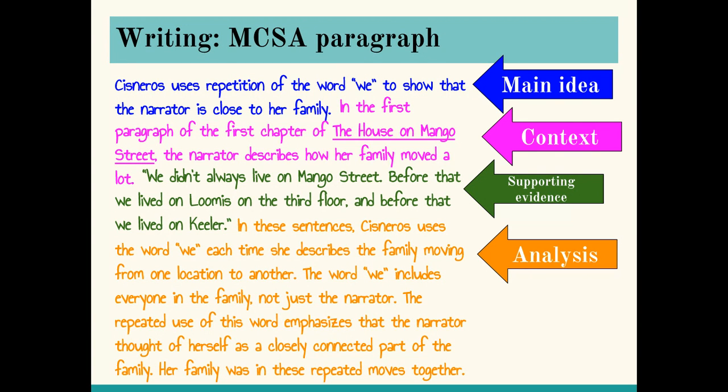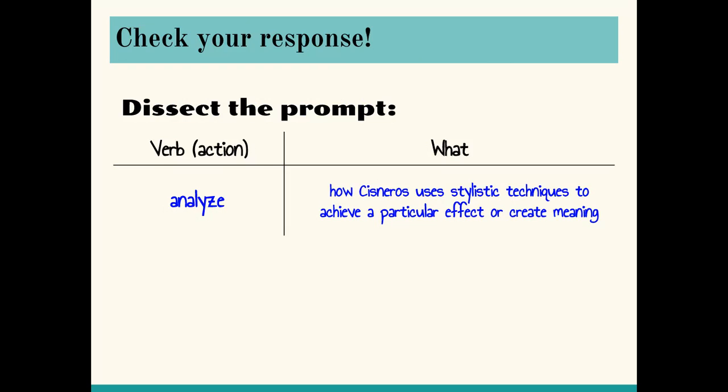And there I have a complete MCSA paragraph. I have a main idea, context, supporting evidence, and analysis. Before I know that I'm finished, though, I want to check my response against my prompt dissection to make sure that I actually got everything. My paragraph definitely analyzes, and I've identified the stylistic technique that Cisneros uses, the repetition of the word we, and I've explained how it creates meaning in that it shows that the narrator is close to her family. So that's how we dissect a prompt and write an MCSA paragraph for a prompt that asks us to analyze a text.